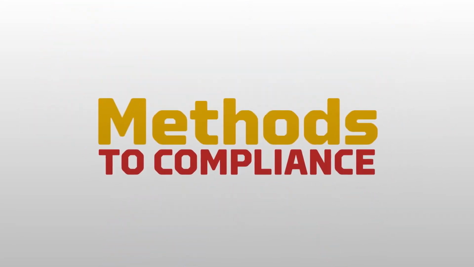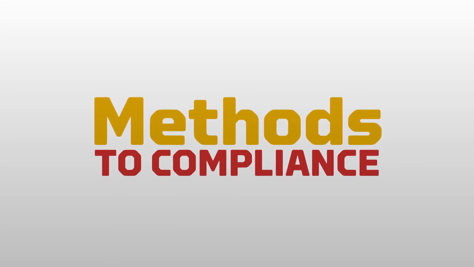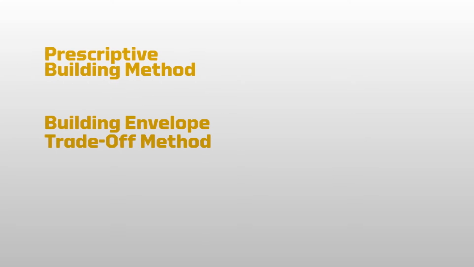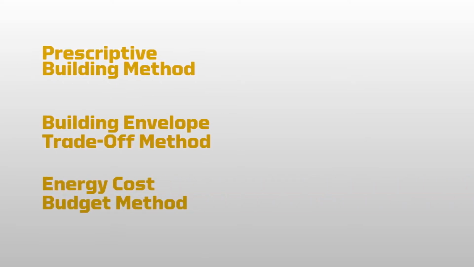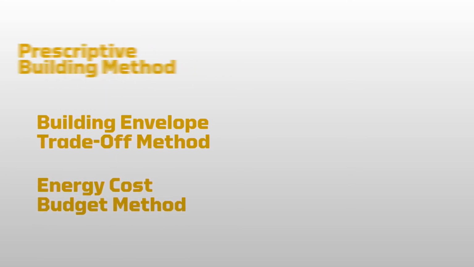When it comes to meeting energy codes, there are 3 different compliance methods that you can consider. The first is the prescriptive method, which is the easiest way to comply but not always the most cost-effective. Next is the trade-off method, which allows for greater flexibility when meeting codes. And lastly, you have the energy cost budget method, which is the most complex method. It is important to weigh the options and choose the method that works best for you and your situation.